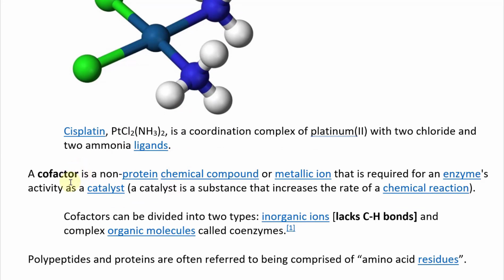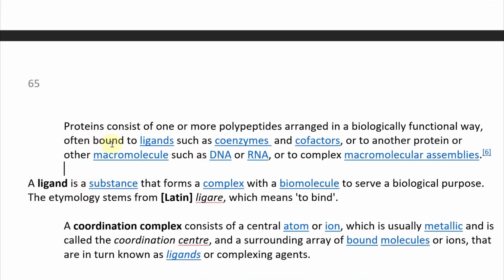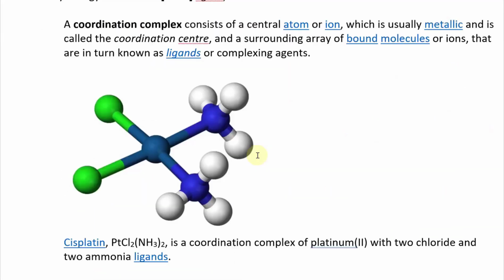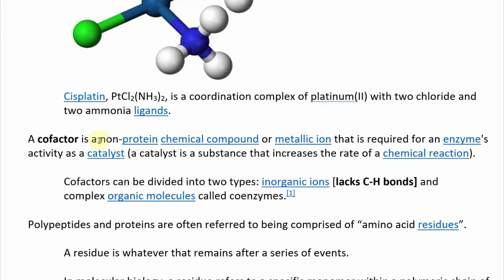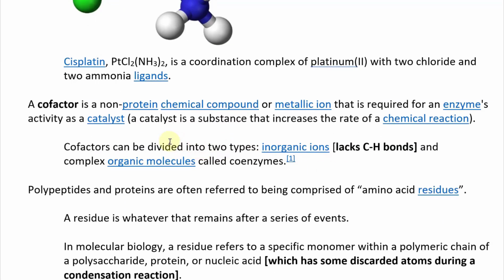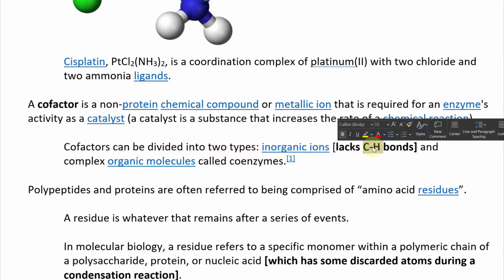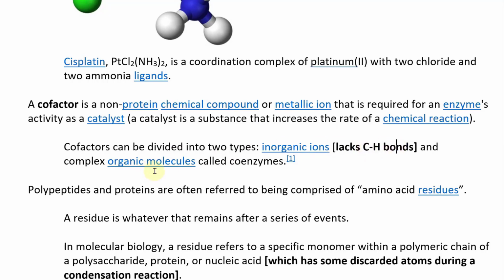Alright, let's look up the term for now, cofactor. Again, often bound to ligands such as coenzymes and cofactors, it's also a ligand. A cofactor is a non-protein chemical compound or metallic ion that is required for an enzyme's activity as a catalyst, and a catalyst is a substance that increases the rate of a chemical reaction. So cofactors can be divided into two types: inorganic ions, which lack CH, carbon-hydrogen bonds, and complex organic molecules called coenzymes. So coenzymes are more complicated, which can include CH bonds, and the inorganic ones don't include CH bonds.